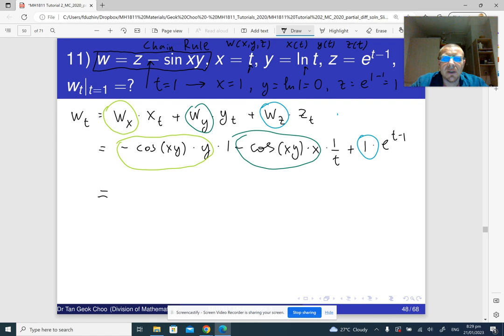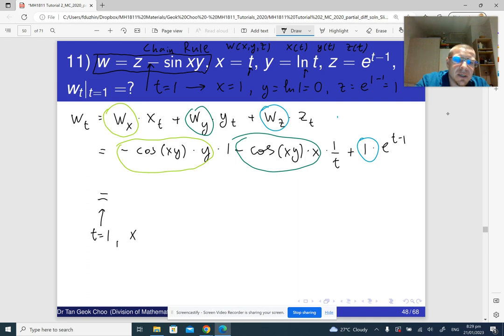Now at this point, we substitute t equals 1 into the equation and also the corresponding values of X, Y, and Z. So X is 1, Y is 0, and Z is 1. Cosine of X times Y: X is 1, Y is 0, 1 times 0 is 0. Cosine 0 is 1. So minus 1 times Y is 0, times 1.